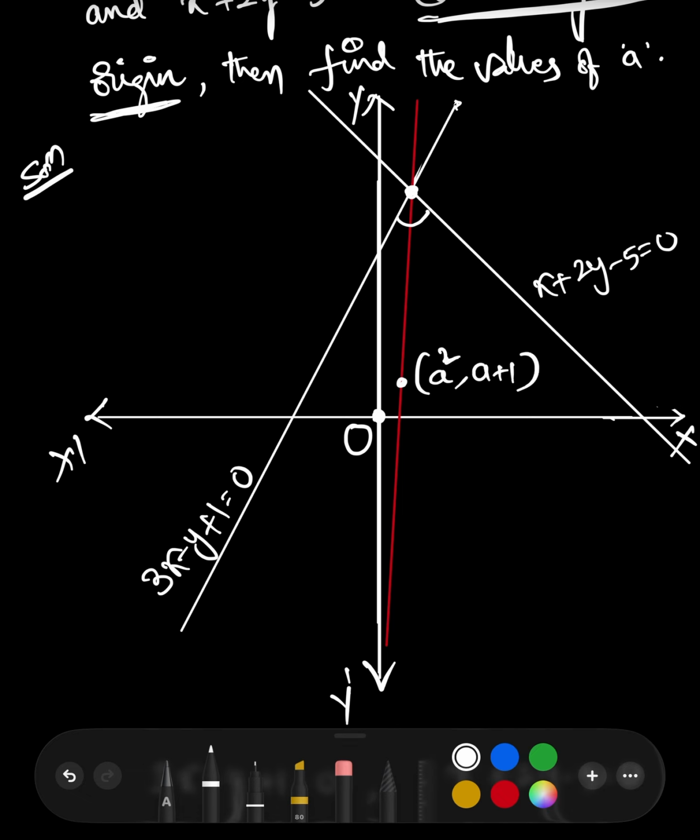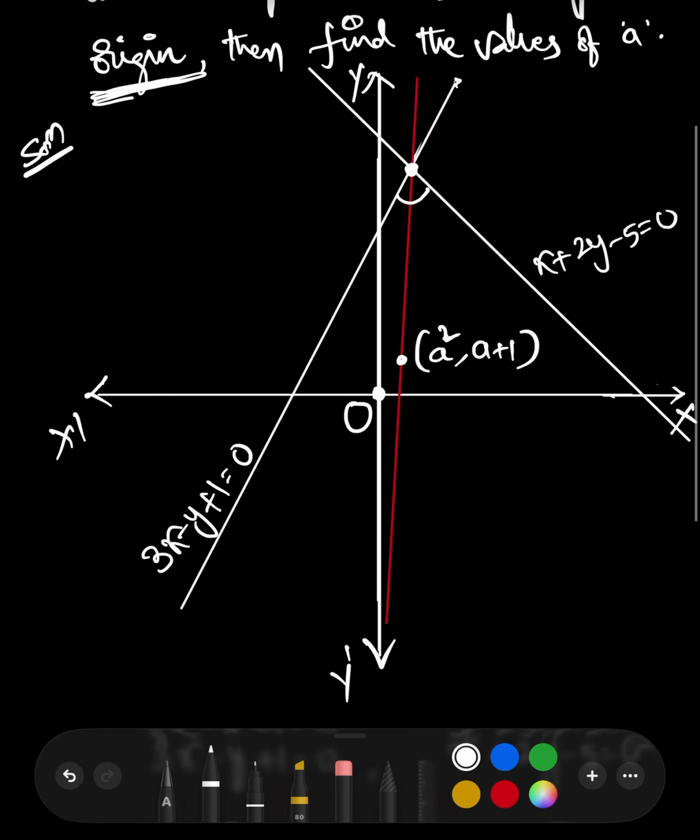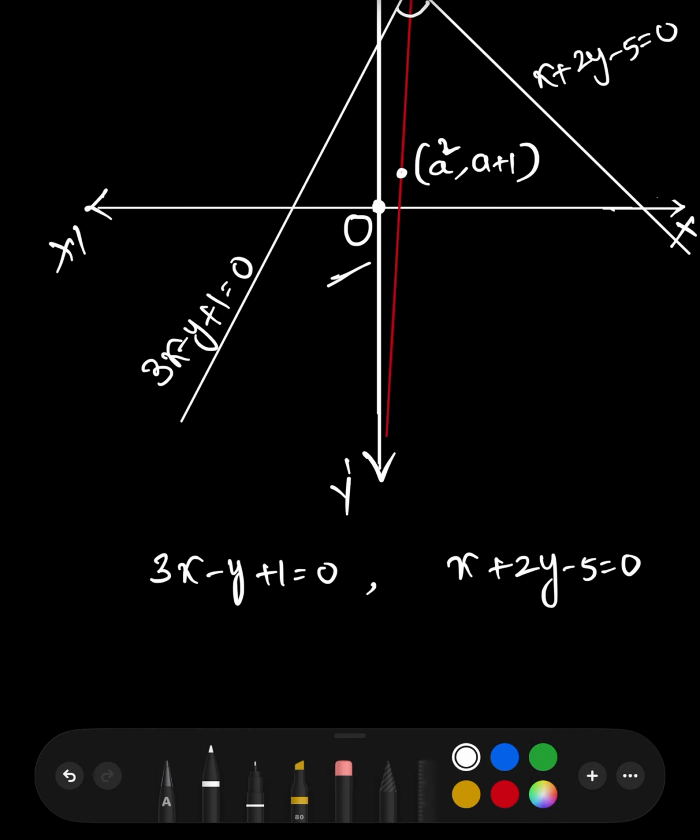The x coordinate is anyway positive, because it is a square. What about the y coordinate? We can't say whether it is in the first quadrant or the fourth quadrant. Now what they have given is that (a square, a plus 1) and the origin, if you observe the diagram clearly, lie on the same side of these two straight lines. When you consider 3x minus y plus 1 equal to 0, the origin and (a square, a plus 1) lie on one side. If you consider x plus 2y minus 5 equal to 0, the origin and (a square, a plus 1) lie on the same side.